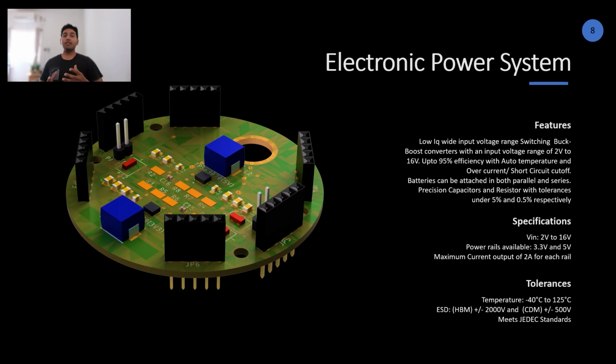Now, looking at the power rails that are available on this electronic power system, you have the 3.3 volts and the 5 volts rail, with 2 amps current output from each rail. That gives you 10 watts on the 5 volts rail and 6.6 watts on the 3.3 volts rail, which gives you the ability to run any high power devices that you have.